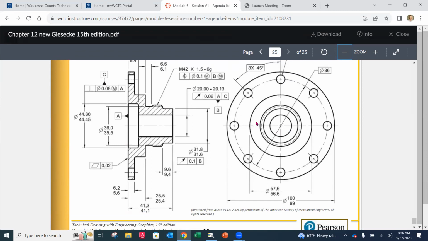So this brings me to the end of our PowerPoint presentation here. What I want to do before I put you on a break is look at the homework assignment associated with this.